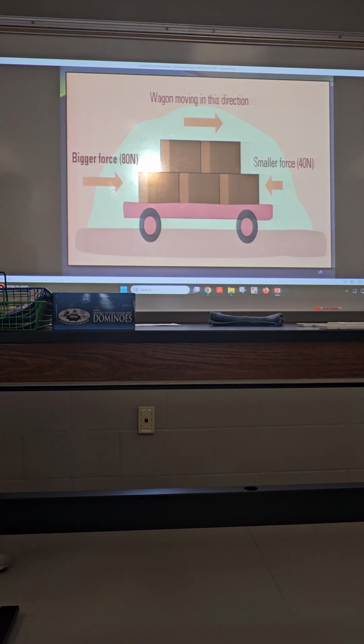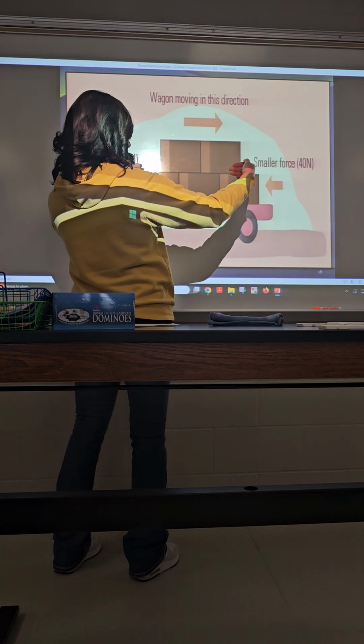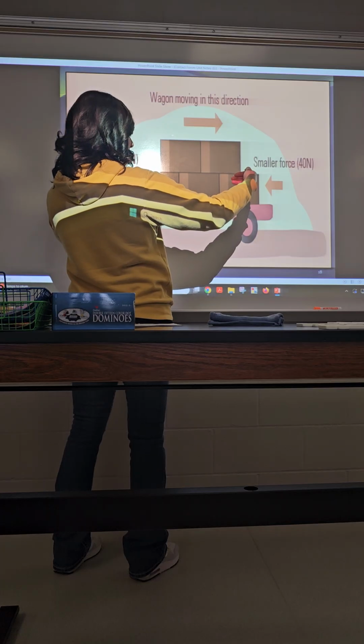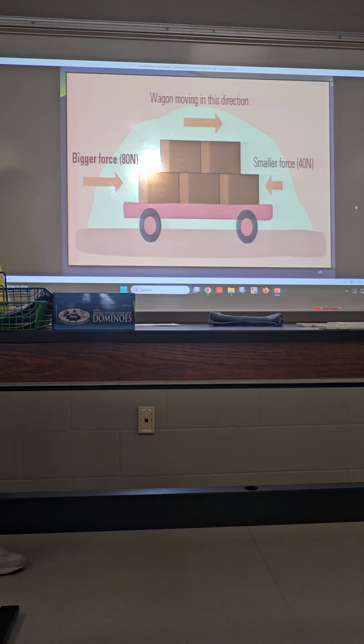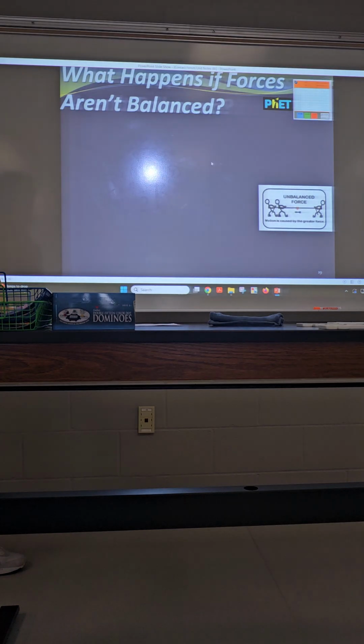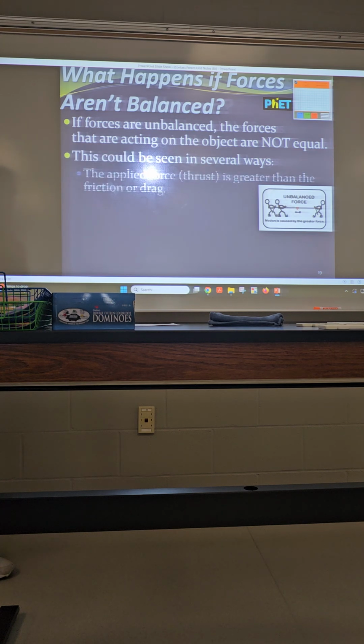All right, so those are definitely unbalanced forces. If they were balanced, it'd be like a stalemate. Equal this way, and it would be either not moving, or if it was moving, it would be constant movement. Okay. And so, if forces are unbalanced, the forces acting on the objects are not equal. That's what unbalanced means. What that prefix un is, not. It's not balanced. And so we can see this in several ways.